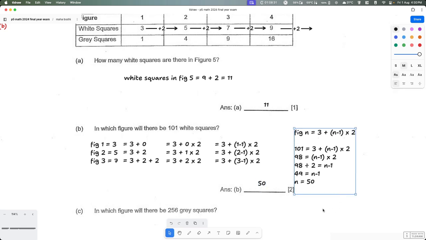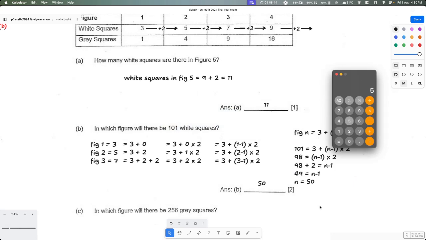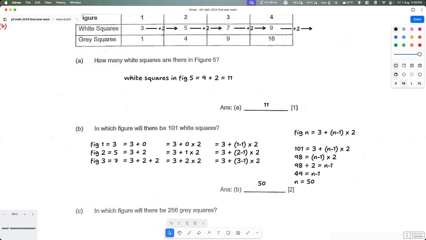So if I were to double check, I will double check 49. Ah, correct. Yeah. So if I were to use my calculator, we have 50 minus 1, which is 49. We multiply by 2 equal to 98 plus 3, which is 101. So the answer is 50. All right. Okay, let's move on to C.